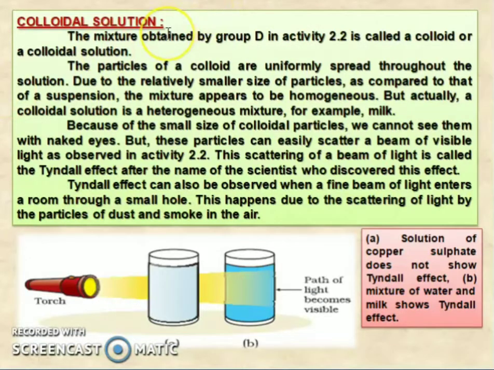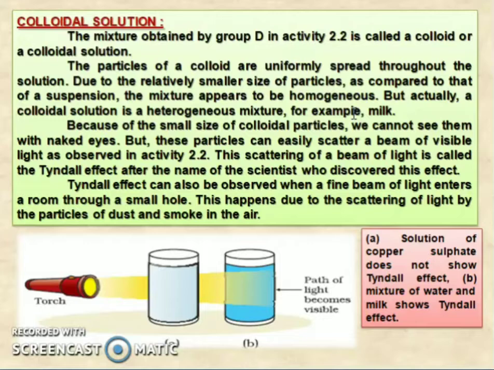Next is colloidal solution. The mixture obtained by group D in activity 2.2 is called a colloid or colloidal solution. The particles of a colloid are uniformly spread throughout the solution. Due to the relatively smaller size of the particles as compared to that of a suspension, the mixture appears to be homogeneous. But actually, a colloidal solution is a heterogeneous mixture. For example, milk. So here we can see two types of mixtures, one is homogeneous and the second one is heterogeneous.